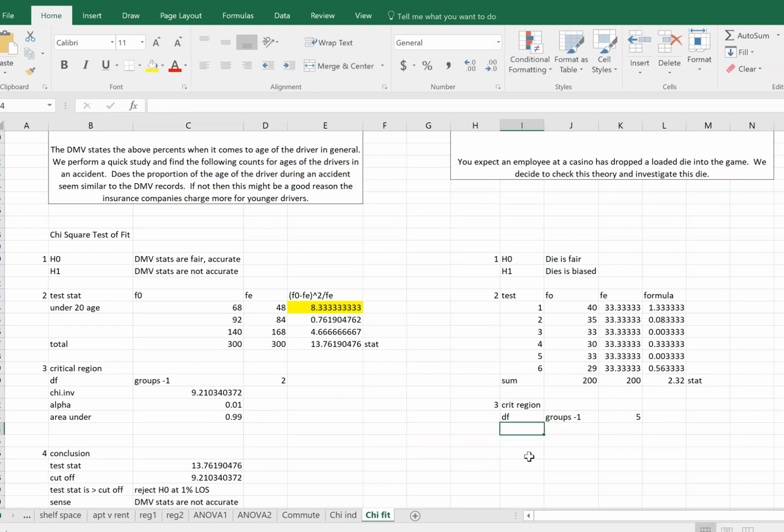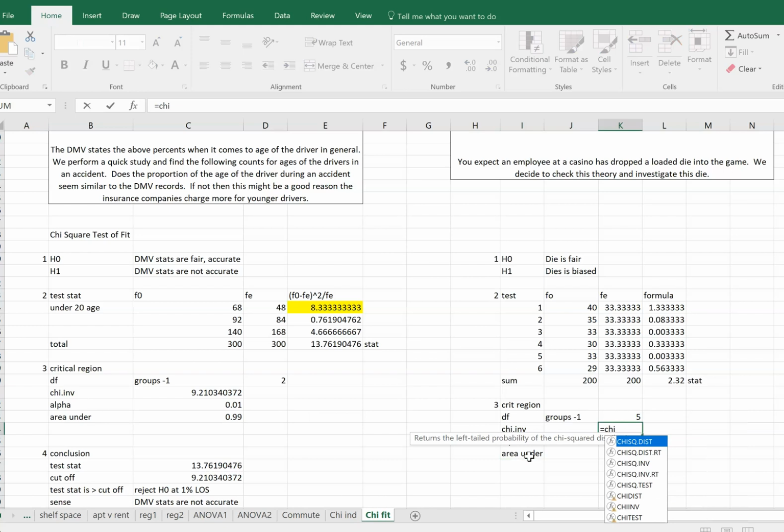All right, now we're going to run down the chi dot inverse. We're going to run down the alpha, and we're going to run down the area under. So we have the chi inverse, the chi, and again, chi-square dot inverse to be accurate.